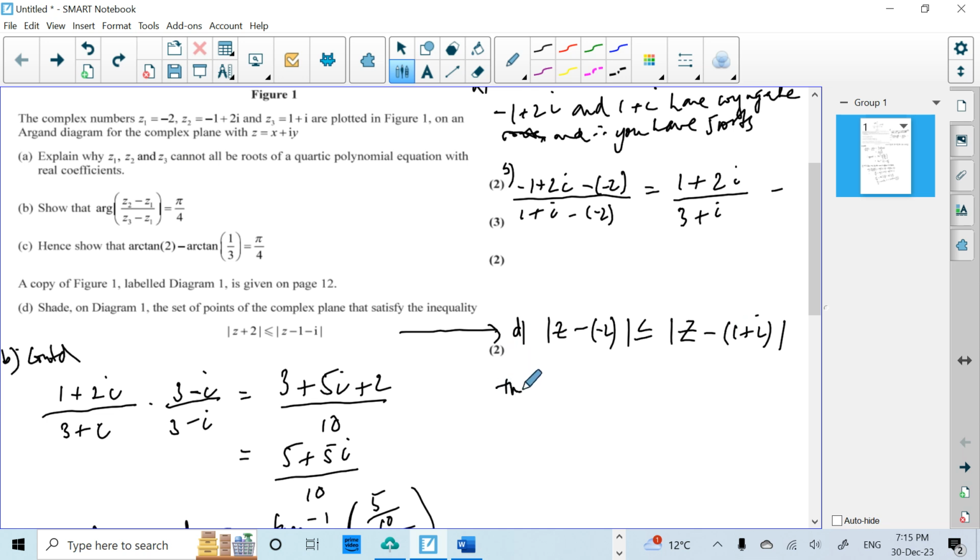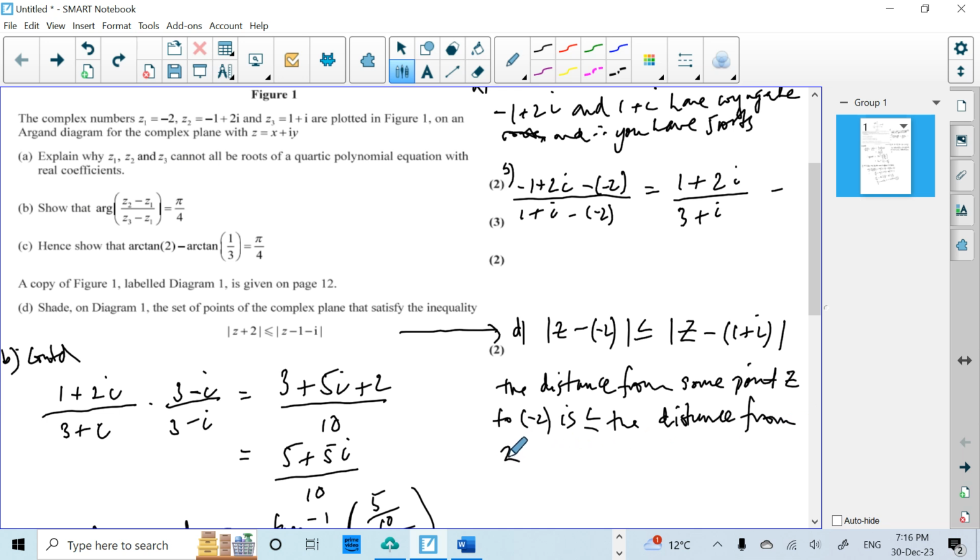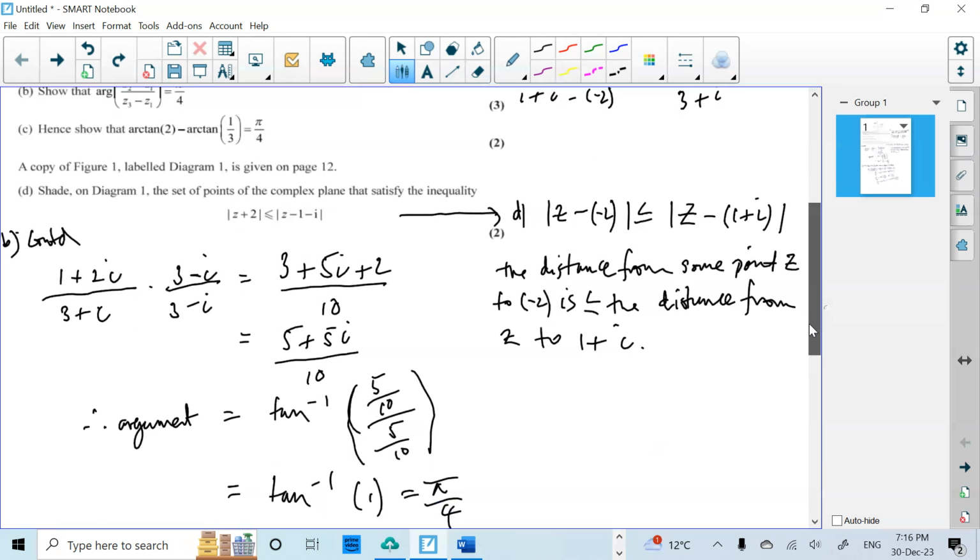This tells us that we've got to translate this information: the distance from some point Z, because we write it in terms of Z, that's how the examiner likes you to put it, the distance from some point Z to negative 2 is less than or equal to the distance from Z to 1 plus i. Now, that's what that means.